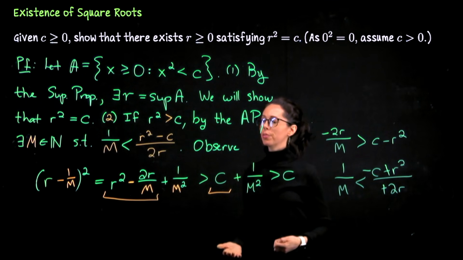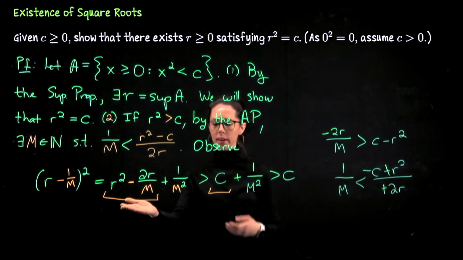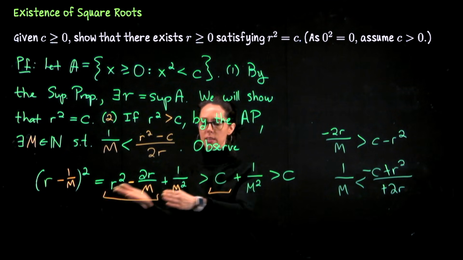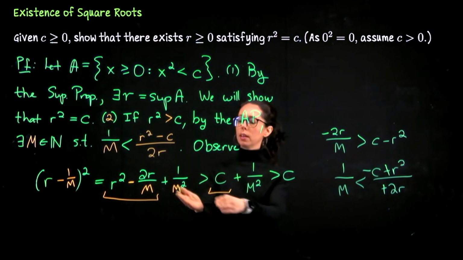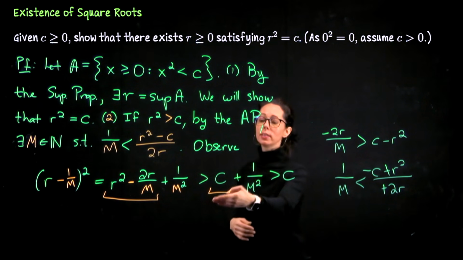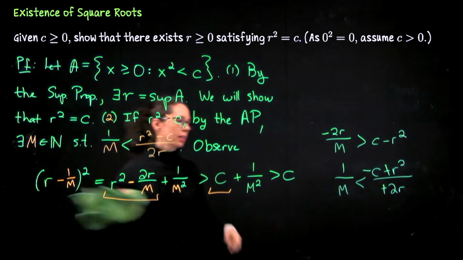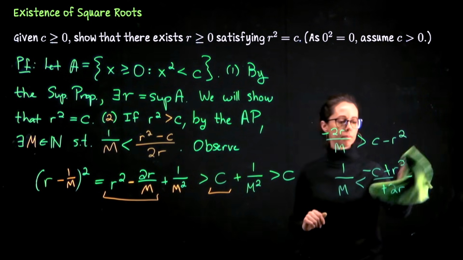So down in our proof, when we start here, we can say that this quantity is bigger than c. The 1 over m squared just carries over. c plus 1 over m squared is a number larger than c. So we are done. Let me just erase this.